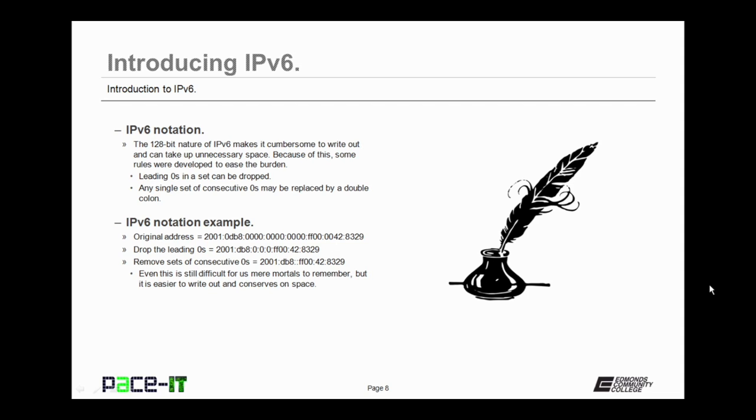This is the number that begins with 2001 colon. We can then drop all the leading zeros. And there you see it's a little bit shorter. But we have three consecutive groups of zeros right there in the middle. Those can be replaced by the double colon. Now you can only use the double colon once. Remember, there are 128 bits to this address, and the only way IPv6 will know how many zeros fill out that double colon is if you only use it once. These notation conventions make IPv6 easier to write out, but it's still difficult for us mere mortals to remember. But it does make it easier to write out.